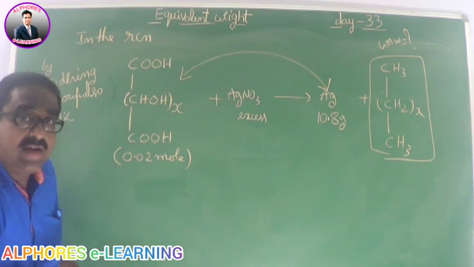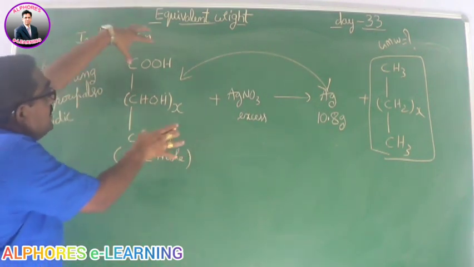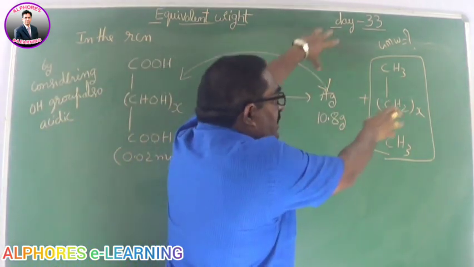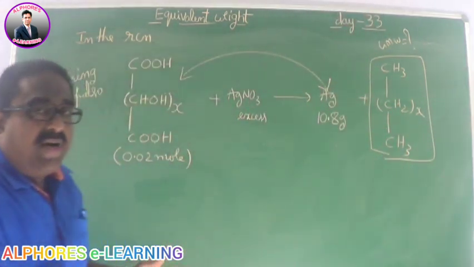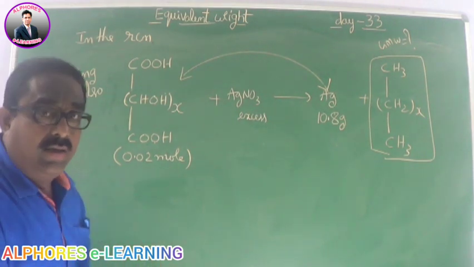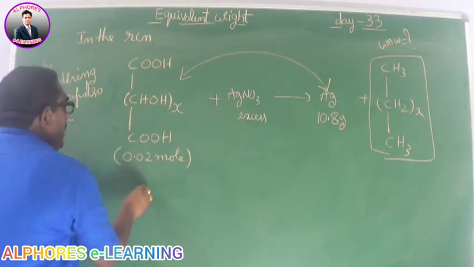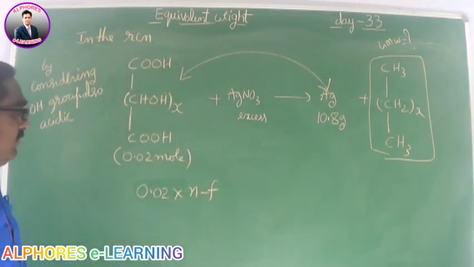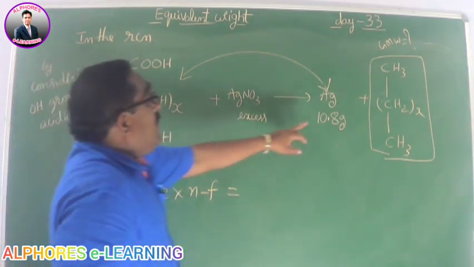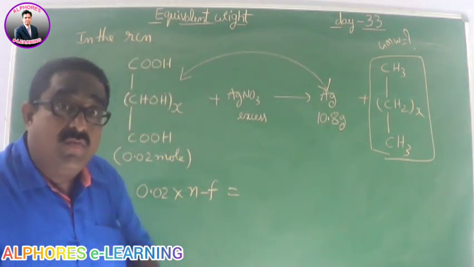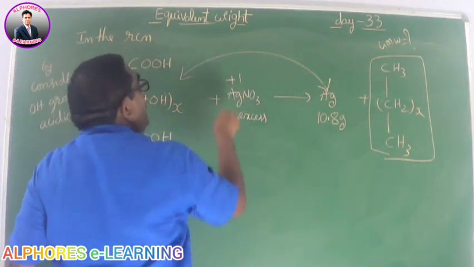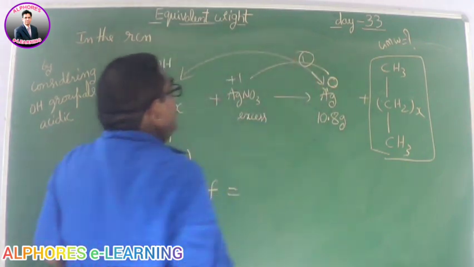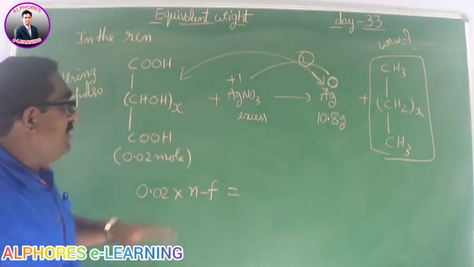Students, no space is there to write. Just try to understand. Equivalence of this substance equals equivalence of this, equals equivalence of this. That's the principle of gram equivalence we learned. Now, how do you get equivalence? Moles into n factor. The n factor of this times its moles is equal to equivalence of silver. For silver, weight he has given. Here silver is in +1, here the same silver is 0. N factor is 1, Ag plus to Ag.